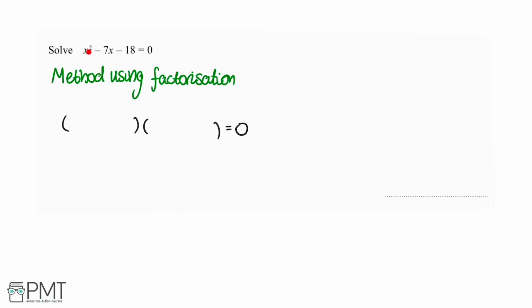Firstly, let's look at the x term. We're going to have x squared. So I know I must have an x here and an x here, because when I multiply out the brackets, I want x multiplied by x giving me x squared.